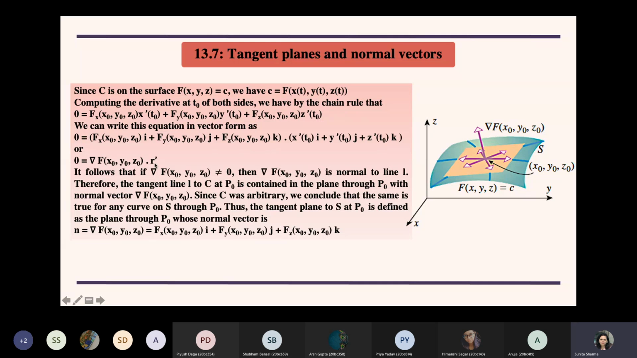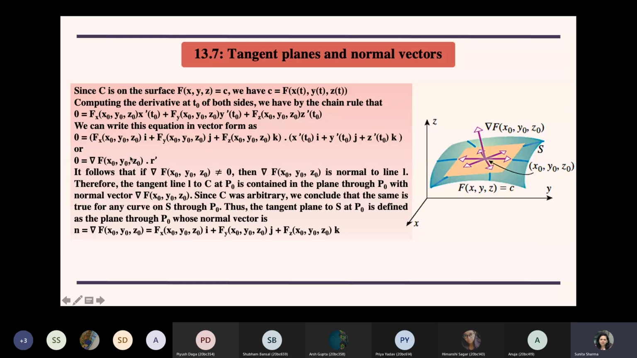The second vector is nothing but your r dash vector at this point, at t equals t naught, or you can say when x is x naught, y is y naught, and z is z naught. So this dot product is 0. Now, if your gradient at this point is not 0, then the dot product being 0 implies that these two vectors are orthogonal to each other.